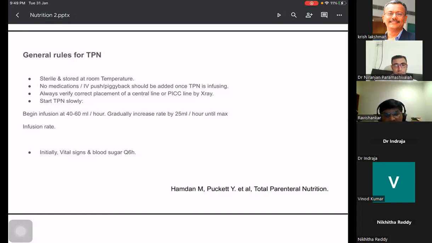Initially, we should observe the vital signs. And why is that? You said to start off slowly at 40 to 60 ml per hour. Why do you have to start off slowly? Sudden hyperglycemia and sudden fluctuation in sugars and electrolytes will happen. It is again the same refeeding syndrome. Yes, continue.